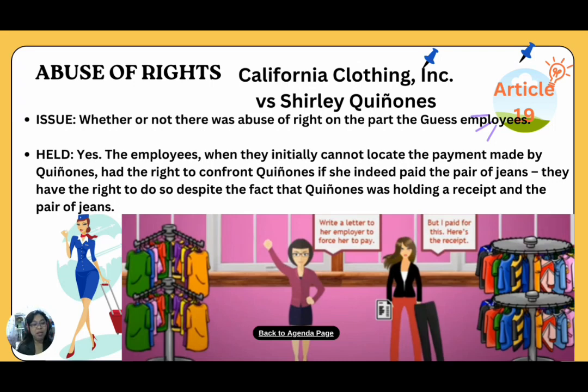So, the court here held that Miss Quiñones should be awarded the said moral damages. Okay.